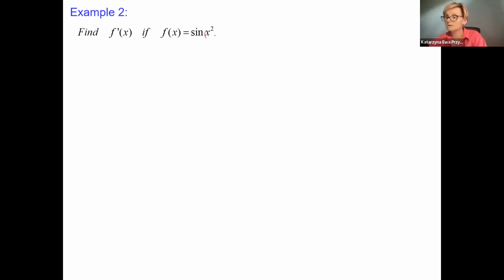Let's look at example number 2. This one is a little bit different. It is sine of x squared. That means what is the inner quantity? We're not squaring the sine. It's just the sine function of x squared. What's the inner function? What's the inner quantity?